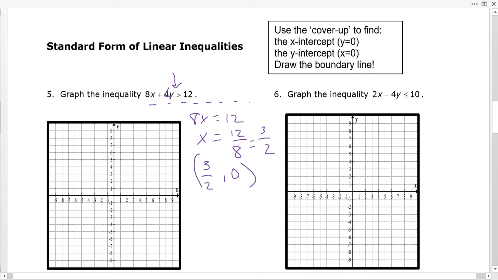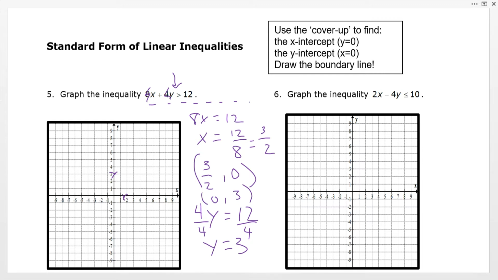That's 1 point. And then for my y, I'm going to cover up my x, and I end up with 4y equals 12. Y equals 3. So I'm going to have 0, 3 as my other point. So 0, 3 is right here. 3 halves is 1 1/2. 0 is right here. So if I draw, so I go up 3 over 1 1/2 basically.